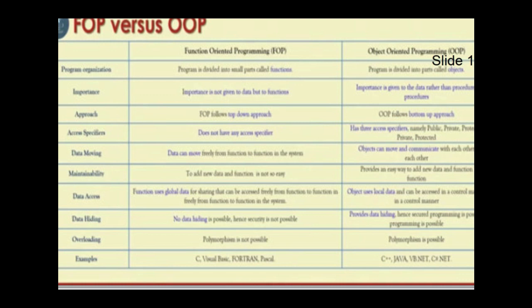Now in this slide we can see the difference between function oriented programming versus object oriented programming. This is the function oriented programming and this is the object oriented programming. Obviously there are many good points and bad points of both. I have listed a brief summary of the different facilities they provide. First, the program is organized by means of functions in function oriented programming, and by means of objects in object oriented programming.